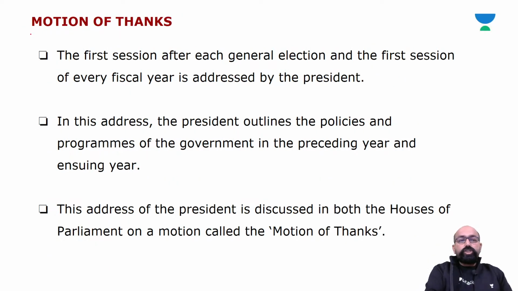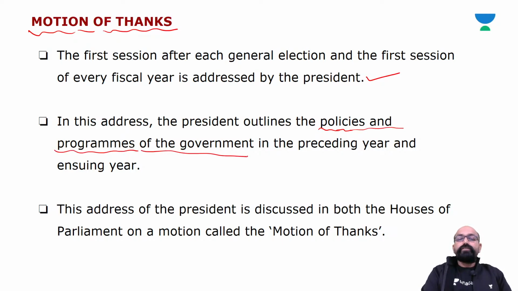After that, motion of thanks. Yes, the first session after each general election and the first session of every fiscal year is addressed by the President, and in this address, the President outlines the policies and programs of the government in the preceding year and ensuing year.